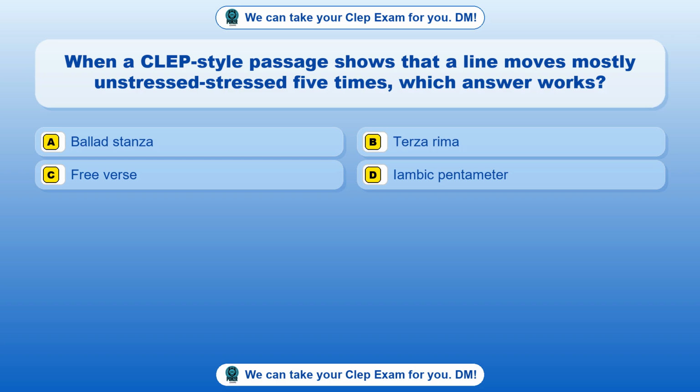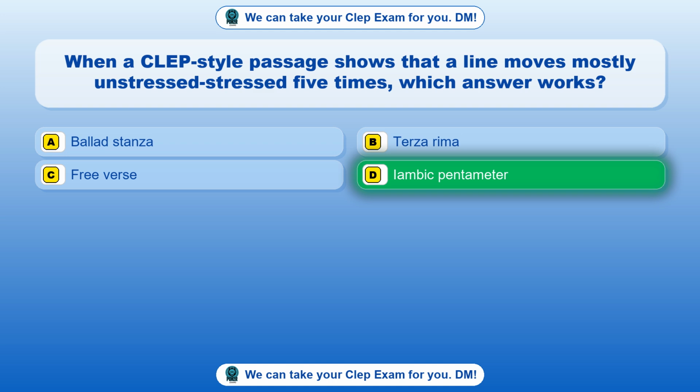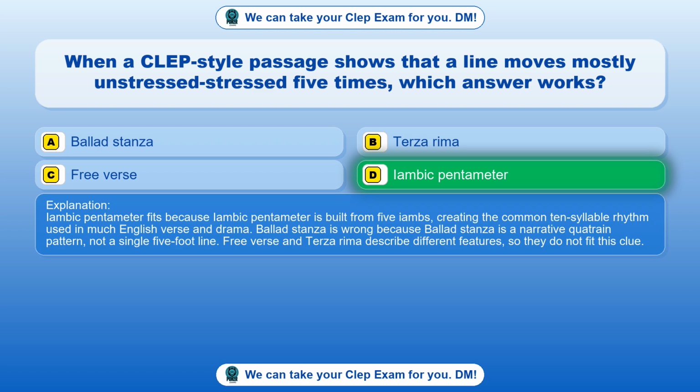Question 43. When a CLEP-style passage shows that a line moves mostly unstressed, stressed, five times, which answer works? Option A, ballad stanza. Option B, terza rima. Option C, free verse. Option D, iambic pentameter. The correct answer is option D, iambic pentameter. Iambic pentameter fits because it is built from five iambs, creating the common 10-syllable rhythm used in much English verse and drama. Ballad stanza is wrong because ballad stanza is a narrative quatrain pattern, not a single five-foot line. Free verse and terza rima describe different features, so they do not fit this clue.